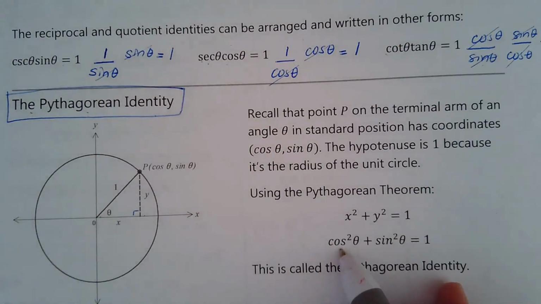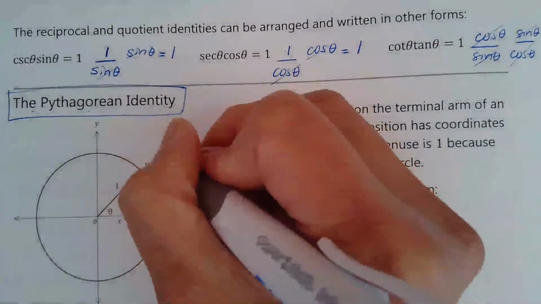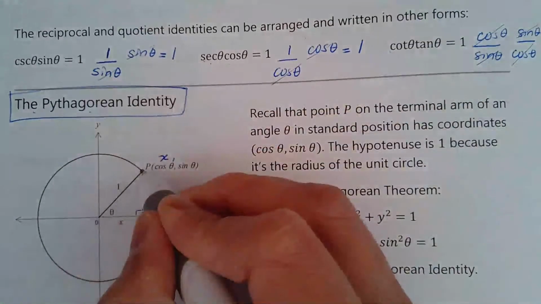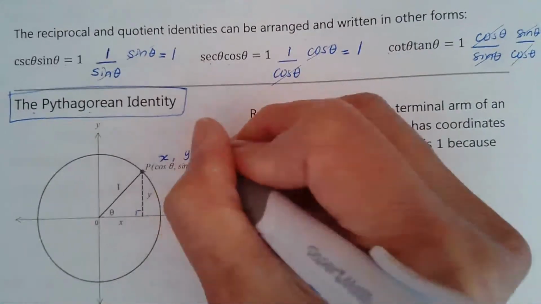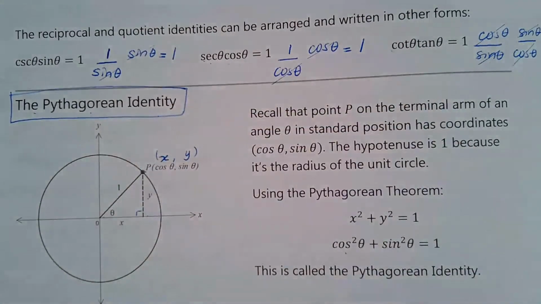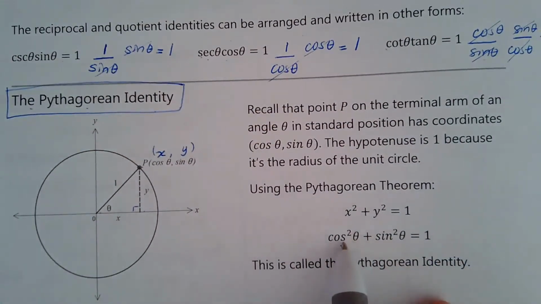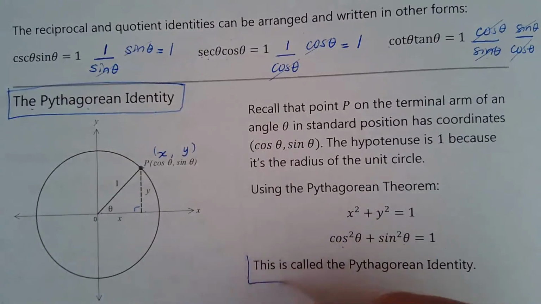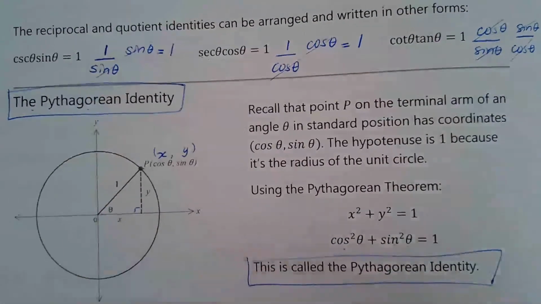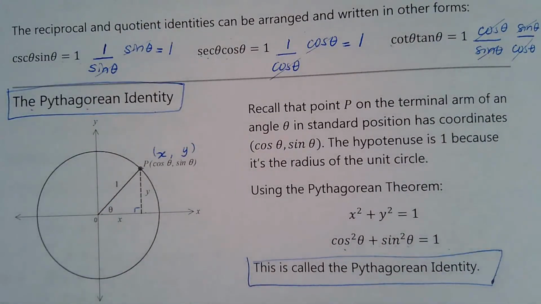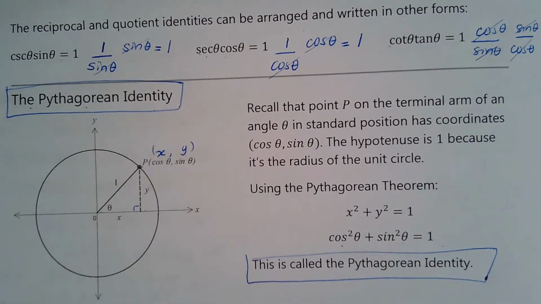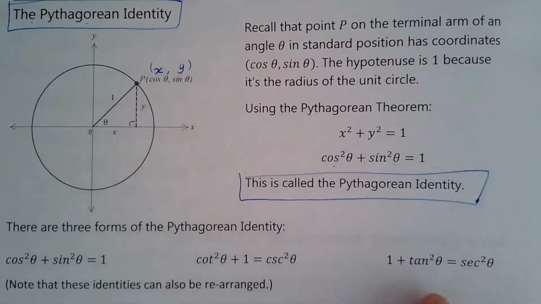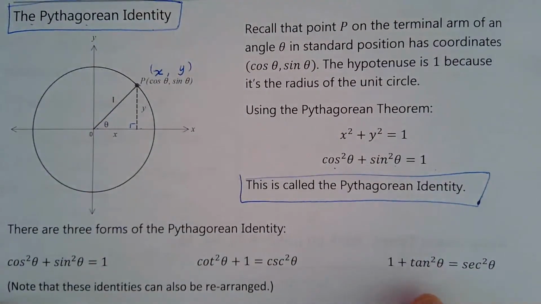Okay, so cos squared theta, because remember x is the cos, the x coordinate of that point, and y is the y coordinate of that point right there. So if we write it as trig, it's cos squared theta plus sine squared theta is equal to 1. And that's why it's called the Pythagorean identity, because it applies the Pythagorean theorem. So now these are the 3 forms of the Pythagorean identity.